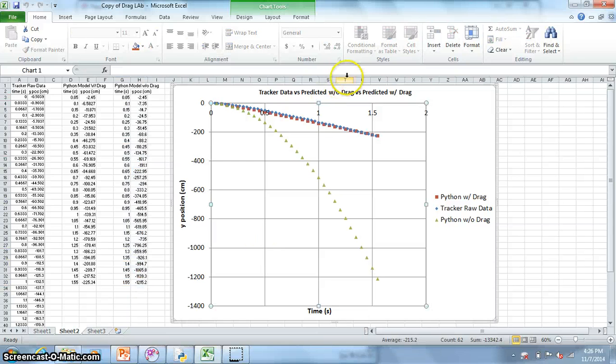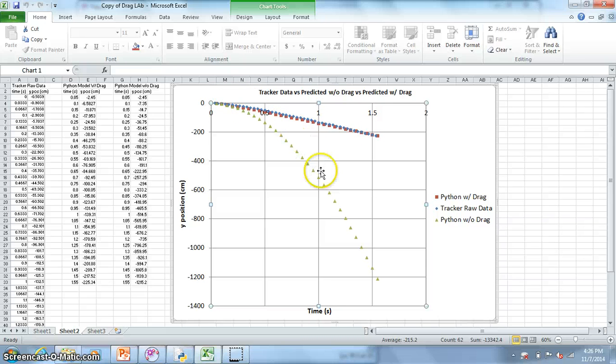Now, this data is used to make this comparison chart. The tracker raw data is represented by blue diamonds, and the Python with drag is represented by red squares. As you can see, they're extremely close to one another. And they have a change in the y position that is linear, which means their velocity is basically immediately constant. It reaches terminal velocity extremely quickly.